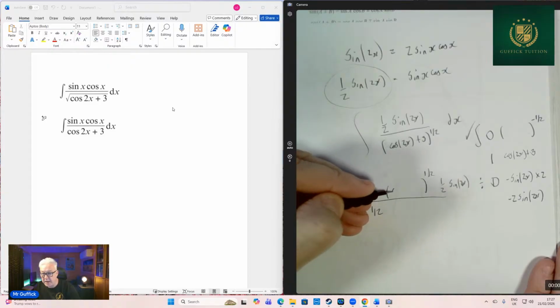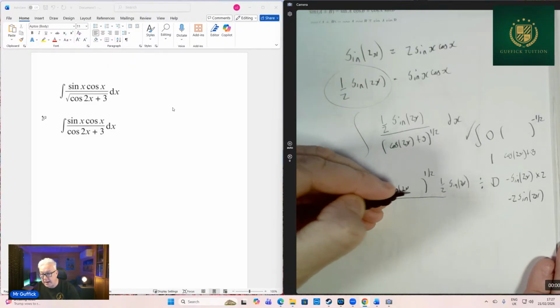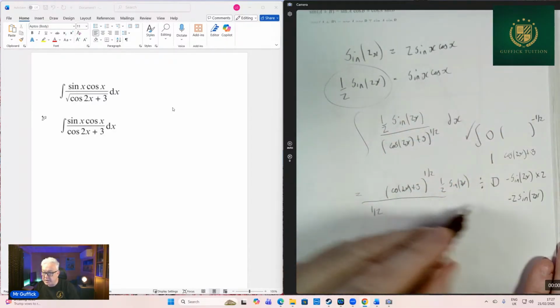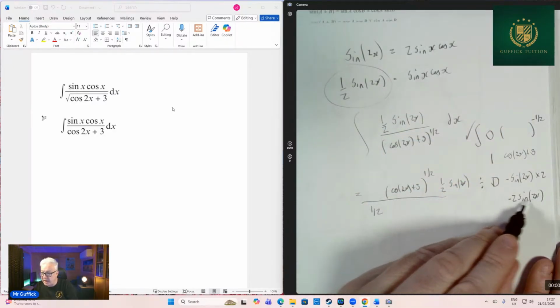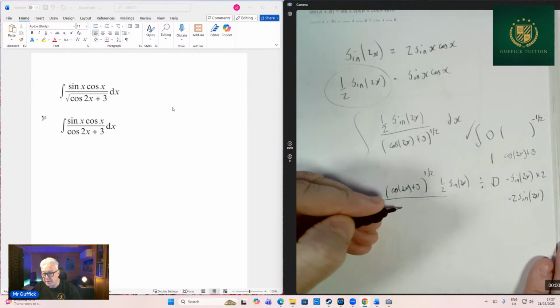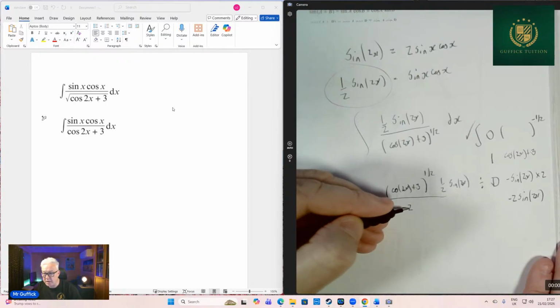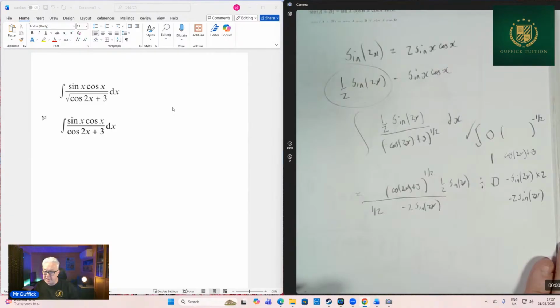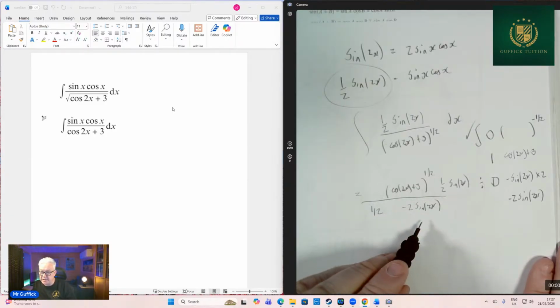And this now is cos 2x add 3 there. So I've integrated the outer, and now I'm going to divide by the derivative of the inner. And the derivative of the inner is minus 2 lots of sine 2x. Okay, so let's see what's going to happen. Some stuff's going to cancel out now.